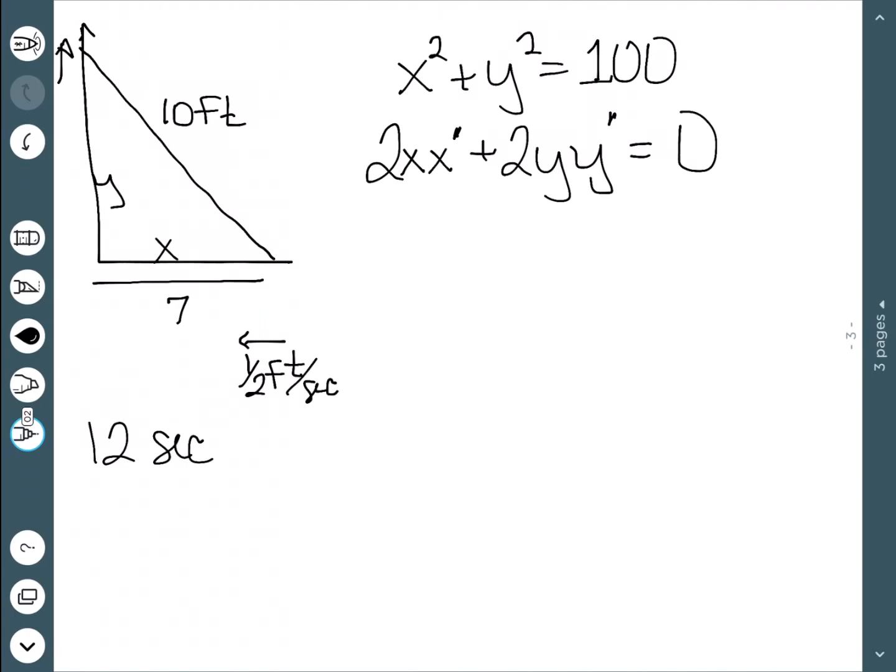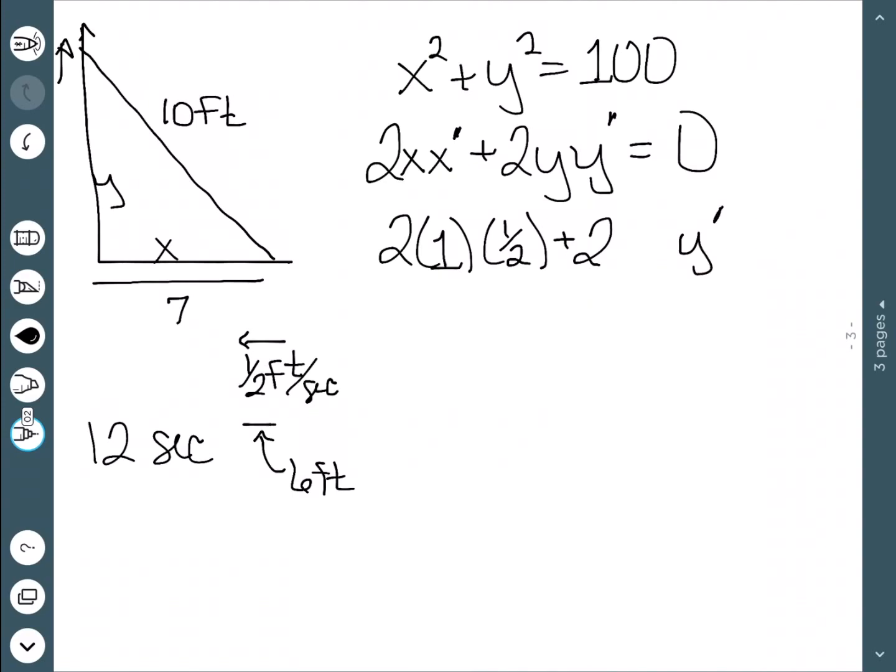So now we actually have to think about what's going on. We know that x is 7. Sorry, x is not 7. So x started at 7, but we've been pushing for 12 seconds, which means we've actually increased that value by 6 feet, or decreased that value. So x is actually 1. x prime is the rate that that's changing, so 1/2. Plus 2, y prime is what we're looking for, the rate that this is changing up.